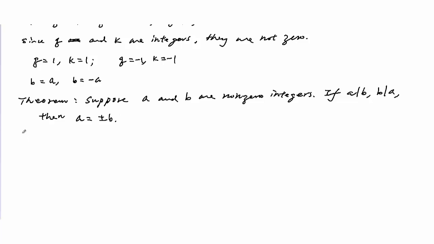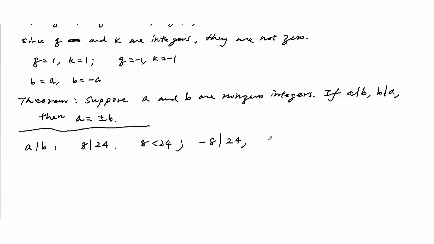Now further, let's consider more about this divisibility. So say A divides B. Let's look at a very simple example, say 8 divides 24. So 8 divides 24, and you know 8 is less than 24, right? And then you could also write -8 divides 24. So negative 8 is less than 24.